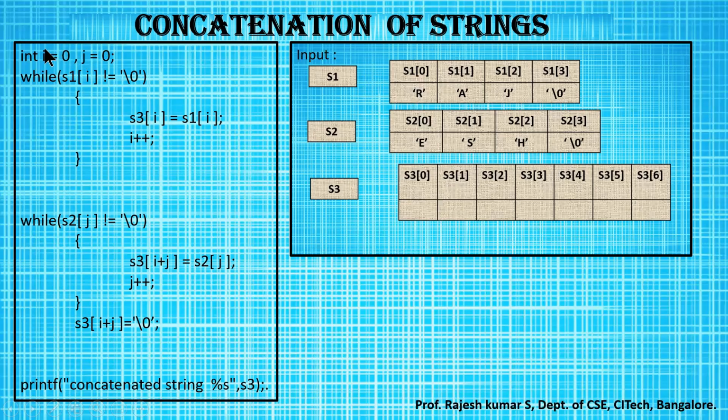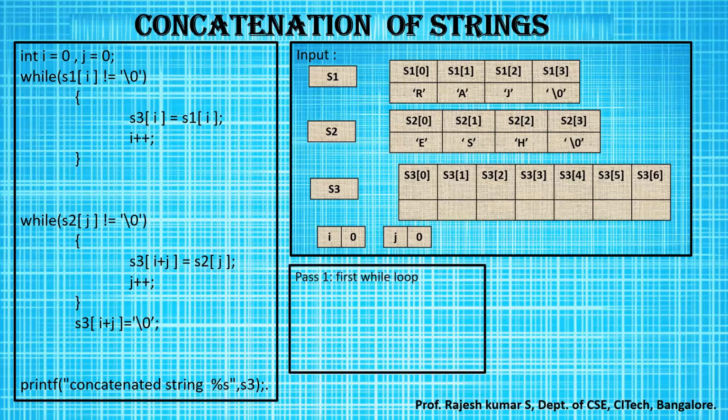Why I've used I and J, I will let you know. Now starting, the very first thing is this is not a program, it's just a code segment which should be used in the program. So the very first condition: I value is initialized to 0, J is initialized to 0. The very first while loop, you can see the tracing part here.